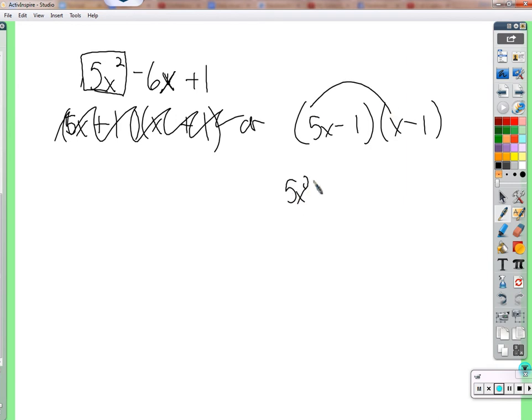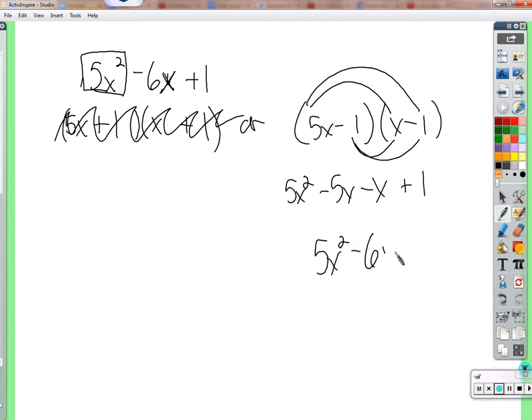5x squared minus 5x minus x plus 1, combine like terms. Exactly. See, there's just like a new level to it, yeah.